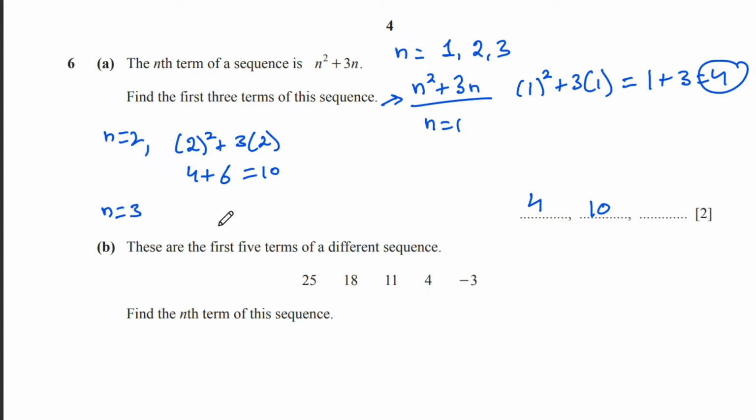Now substituting n equals to 3. So that will be 3 square plus 3 times 3. So that will be 9 plus 9. So the third term will be 18.